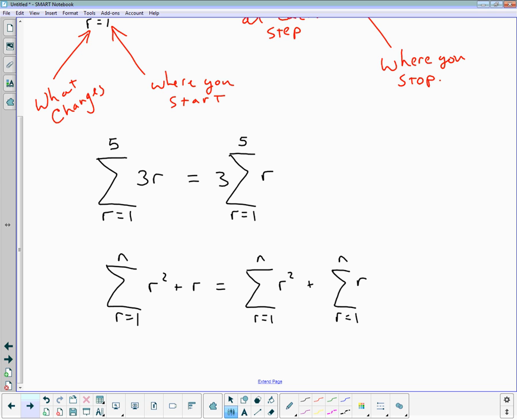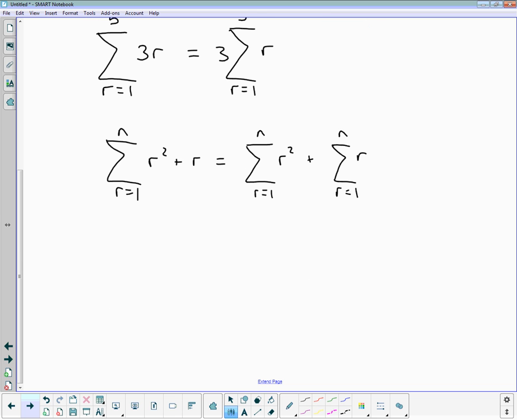So added terms can be broken up. Not multiplied terms, but added terms can be broken up. What else? What other properties did I discuss? I think that's it. That we know. Okay. We good? Oh yeah. Exactly. These are some. Actually, these are important.